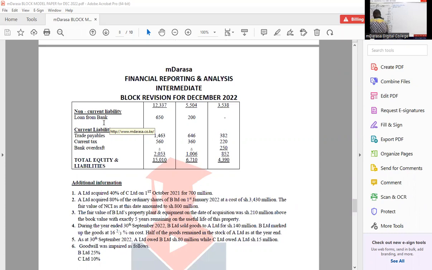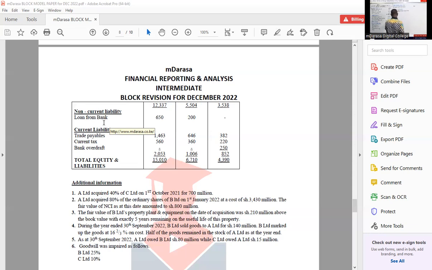Which ideally in this case, we should be talking of how much? That is 650 plus 200. That should give us automatically 850. Then talk about our current liabilities. What will you be having as our current liabilities? We are having on a line-by-line basis again, trade payables. Trade payables we had 1463, 646. Then intercompany balances, which you deducted earlier on, which was what?